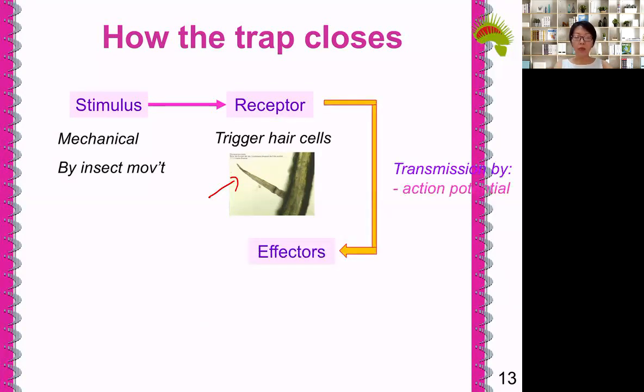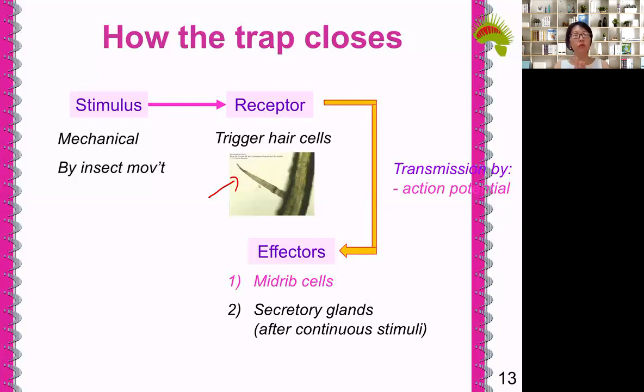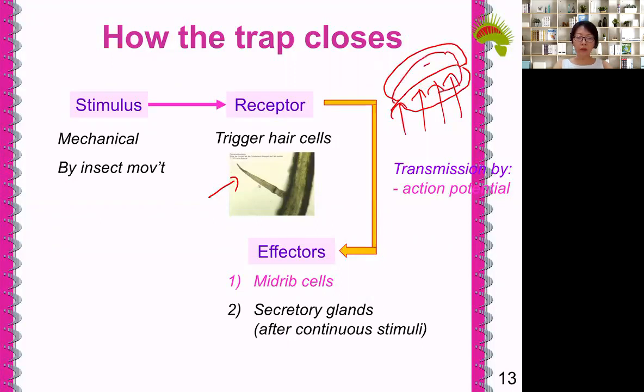Okay, so that will lead to a transmission of this stimulus energy in the form of electrical energy, means action potential. Okay, transmission to effector directly. So the effectors are the mid-rib cell. Mid-rib cell means the cell in the center of the two lobes. Okay, so the mid-rib cells all along here, and also secretory glands, which are located here, right? The secretory glands. So these are the effectors.